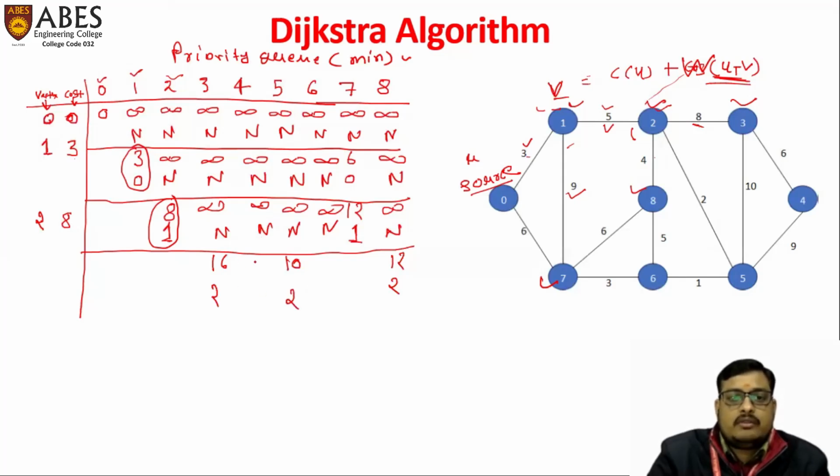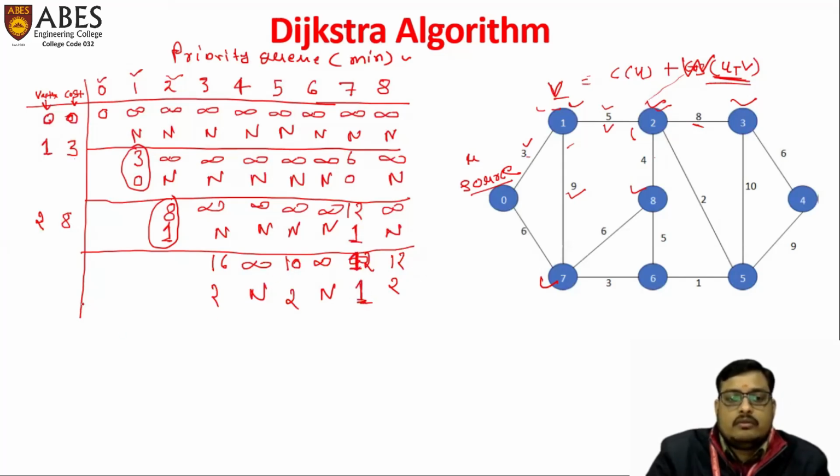Now we'll copy the other vertices as they are, like this. And for 6 we'll copy as it is. For 7 we have 12, with source 1.